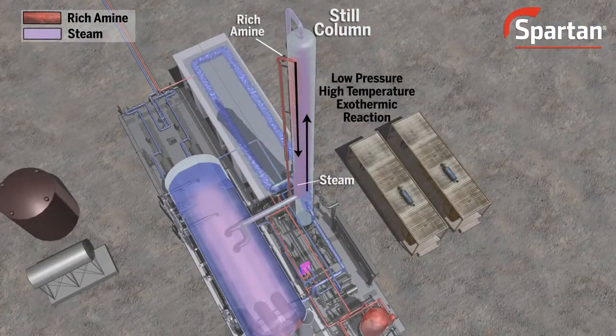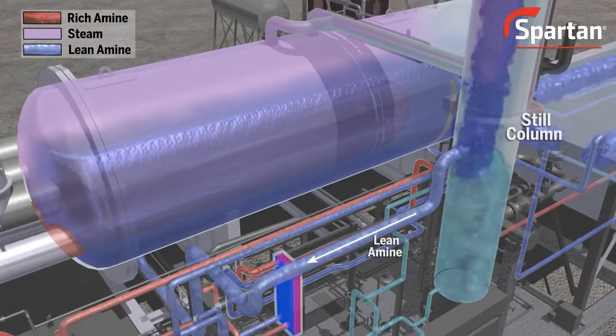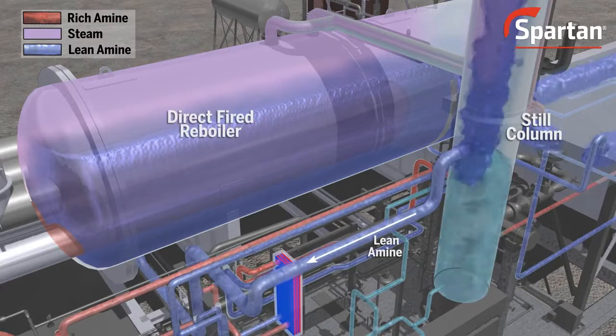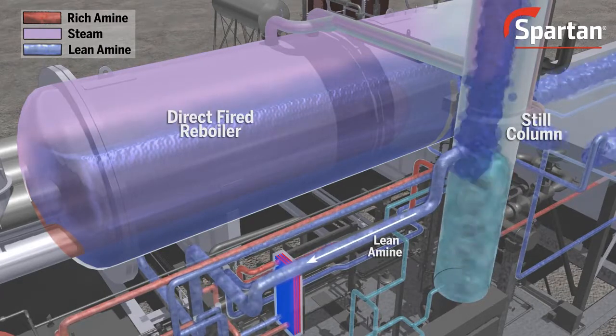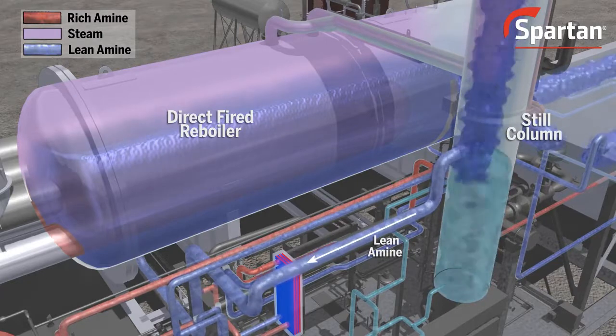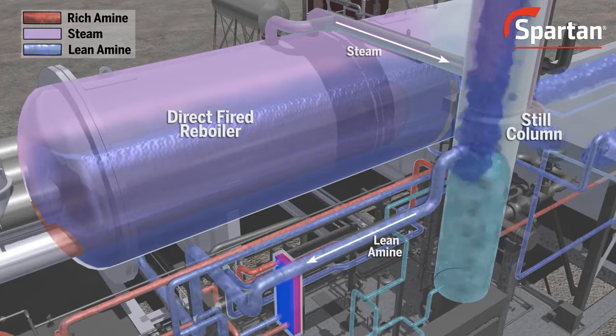As the rich amine flows downward, it contacts counterflowing steam at low pressure and high temperature. The steam strips the rich amine solution of the H2S and CO2, leaving lean amine to exit the bottom of the still column and enter the reboiler. Inside the direct-fired reboiler, the lean amine solution is heated. The steam generated in the reboiler enters the bottom of the still column.